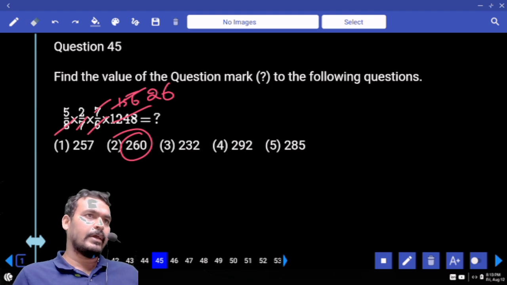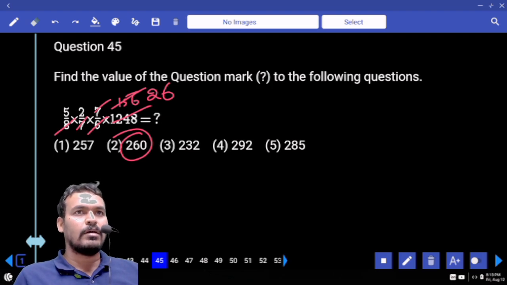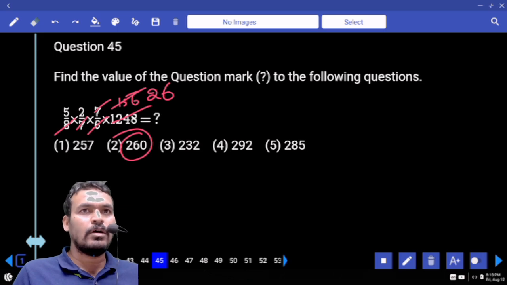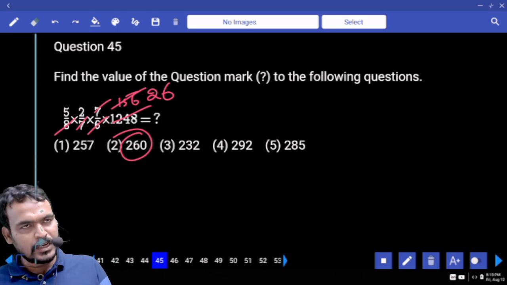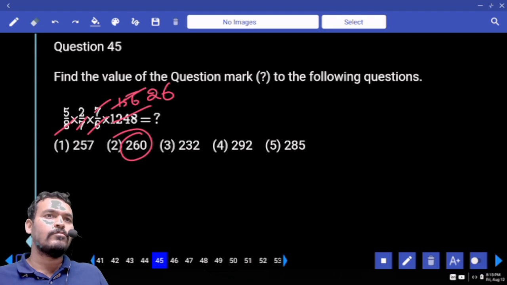If 5 is multiplied by any even number, we get the end with 0 or not? If it is multiplied by an odd number, we get the end with 5.